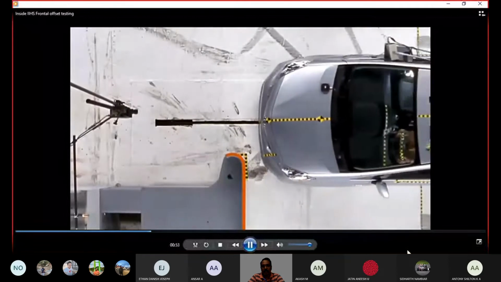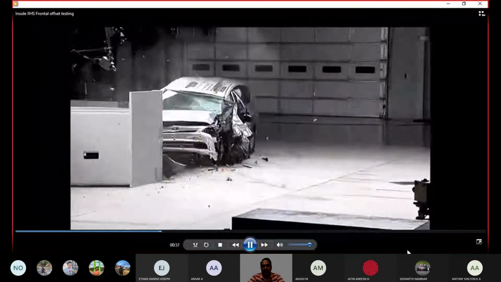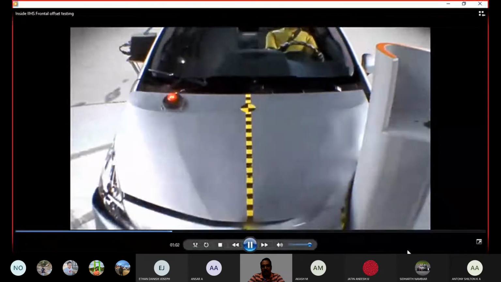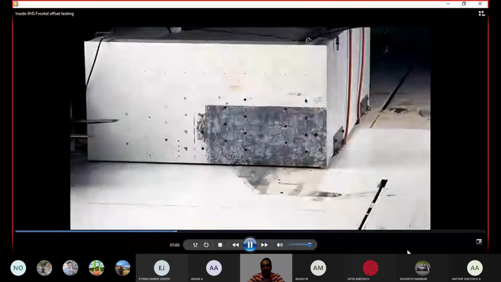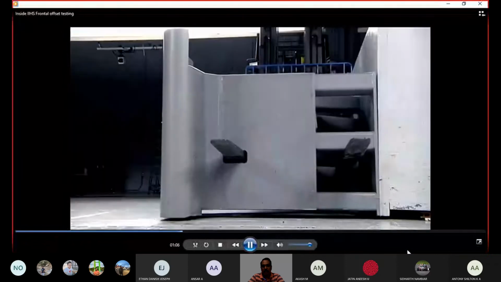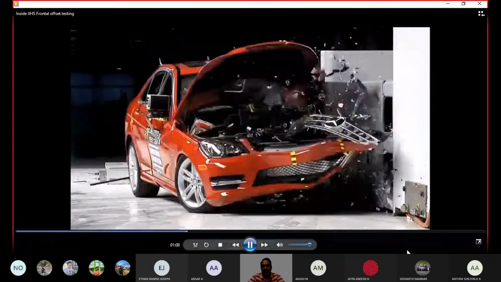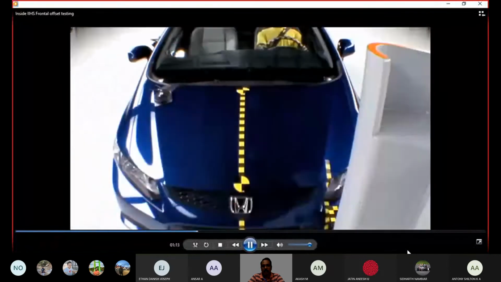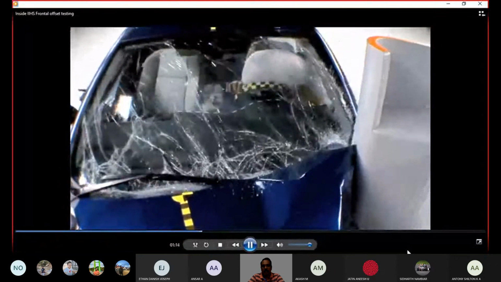The second type of crash we call a small overlap crash. We accelerate a car down a track into this barrier at 40 miles an hour with only 25% of the front end of the car lined up with the edge of the barrier. This barrier is rigid. It's got a radius of 150 millimeters. That's about 6 inches. And that represents what happens when you hit another car in that small overlap, or you hit a tree or a pole or a post.